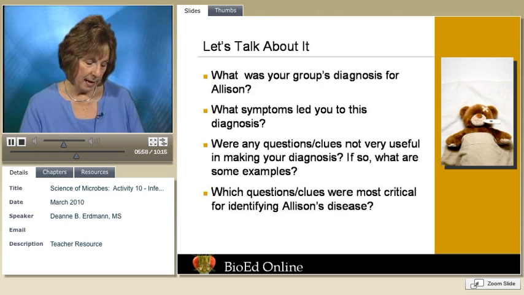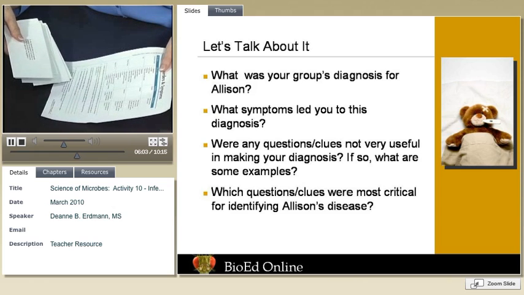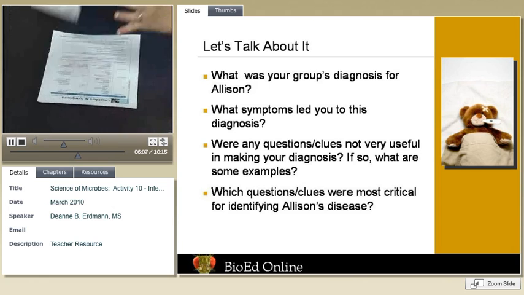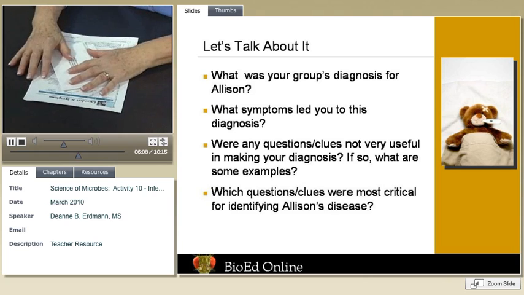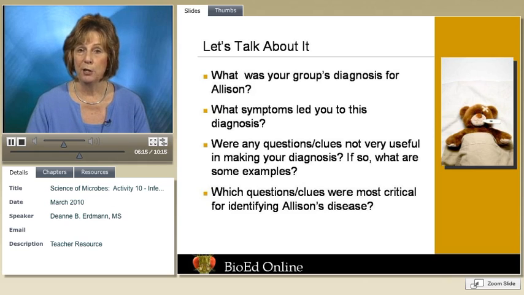All right, so after they've done that, they're going to answer the questions on the worksheet, and when they're all done, you're going to come back as a class and say, okay, what do you think was wrong with Allison? And of course, in this particular case, it turns out to be a cold, and you can see which groups came up with that and which groups didn't. And then have a discussion of what were the critical symptoms.